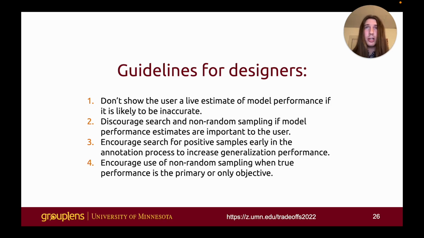Finally, I do encourage use of non-random sampling when true performance is the primary or only objective. Our results suggest that in the absence of domain shift or a need to estimate model performance, it will help to use active learning methods.